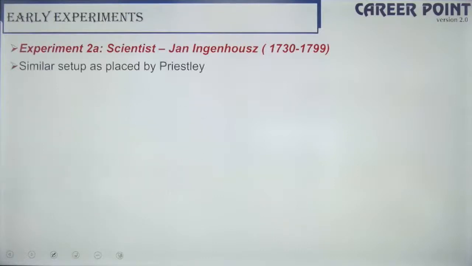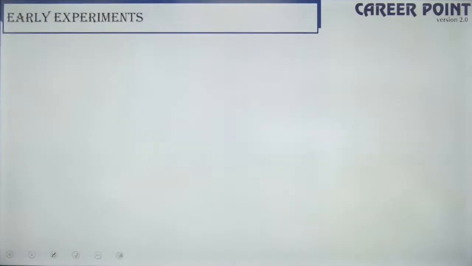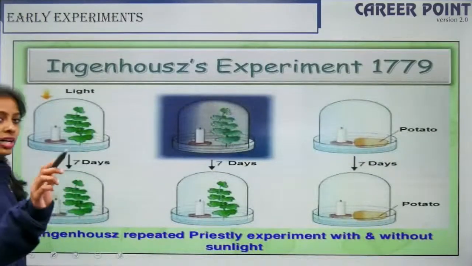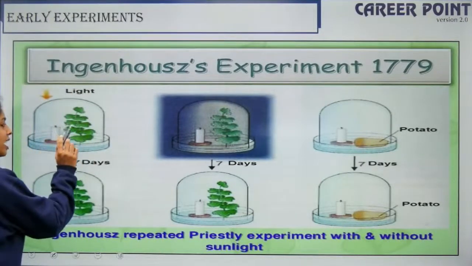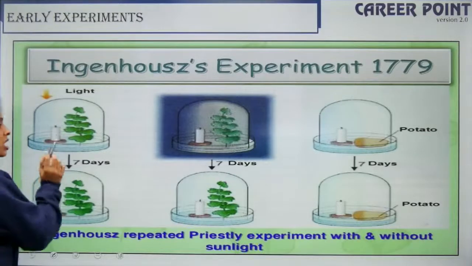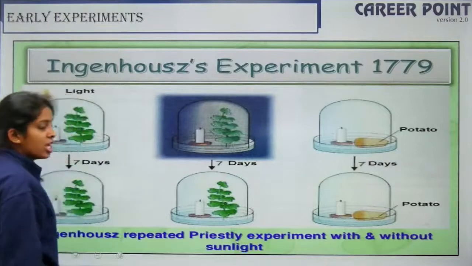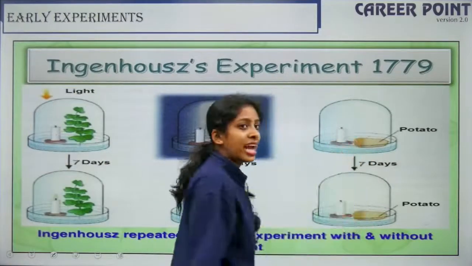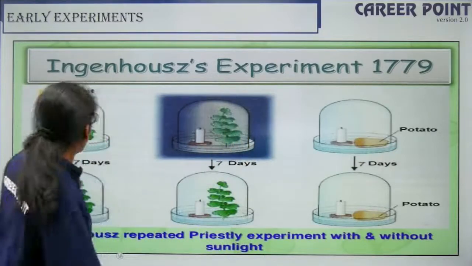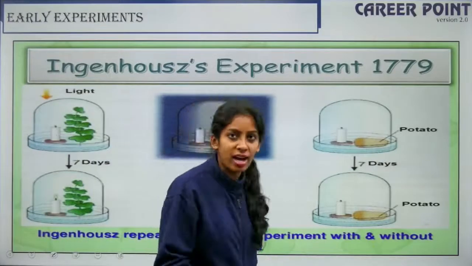Okay, so a similar setup was done by him also, just like Priestley. So what did Joseph Priestley do? He had the setup, he had the mice, he had the candle, and he had the plants. Now he placed this entire glass jar in light and in dark. In dark, the plant did not grow, nor was the candle burning, right? Now when he placed it in sunlight, he found that yes, everything is fine, right?